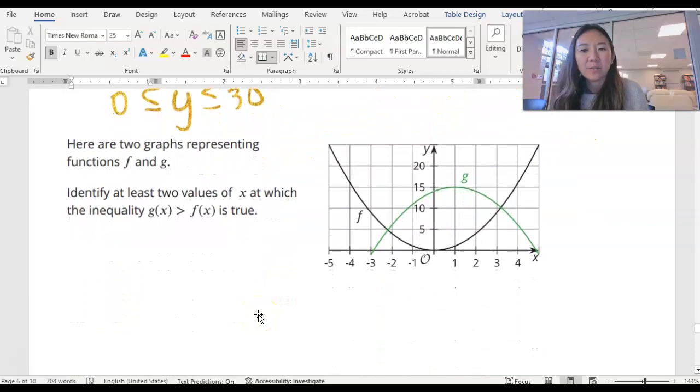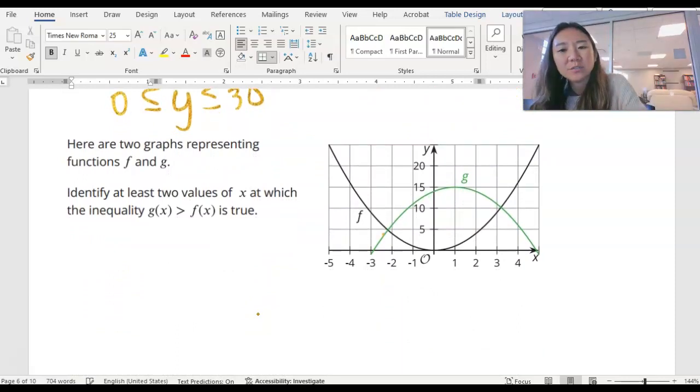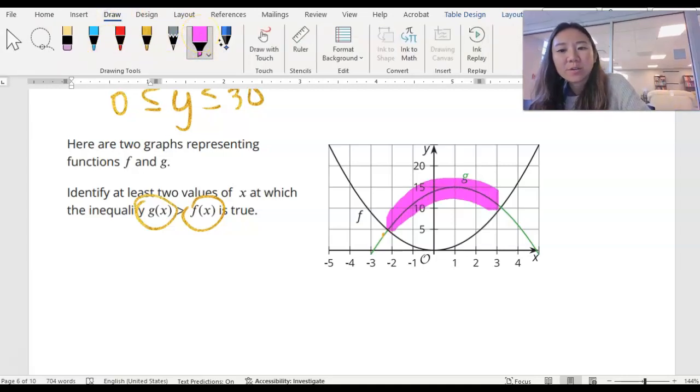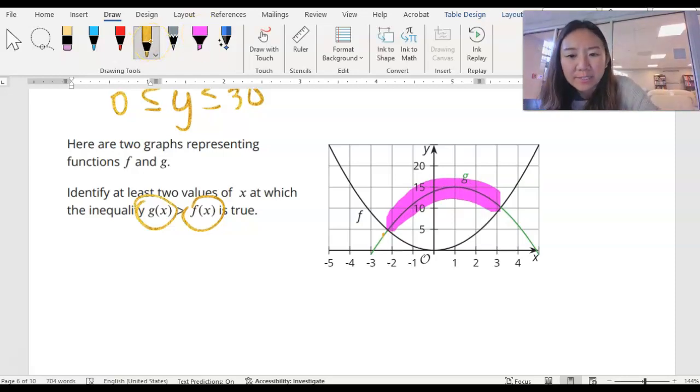Here are 2 graphs representing functions f and g. So g is this function right here, and f is this function down here. So it says identify at least 2 values where g of x is greater than f of x. So we're looking at the y values of g of x compared with the y values of f of x. In this case, then, g of x is greater than f of x here on this curve right here. And so 2 points that I could identify, an easy one here, is 1, 15. G of x here is greater than f of x here.